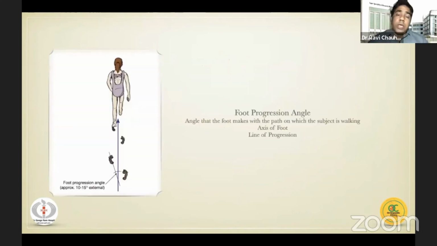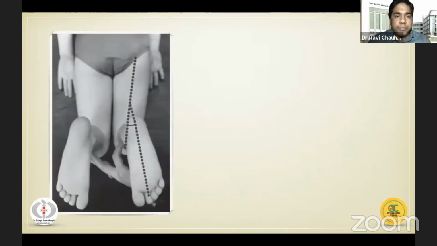So moving further, foot progression angle. It is the angle that the foot makes with the path on which the subject is walking: the axis of the foot and the line of progression. So this is the axis of the foot. This is the line of progression. And if we put a goniometer here, then the angle between these is the foot progression angle. Normally, it is approximately 10 to 15 degrees external.